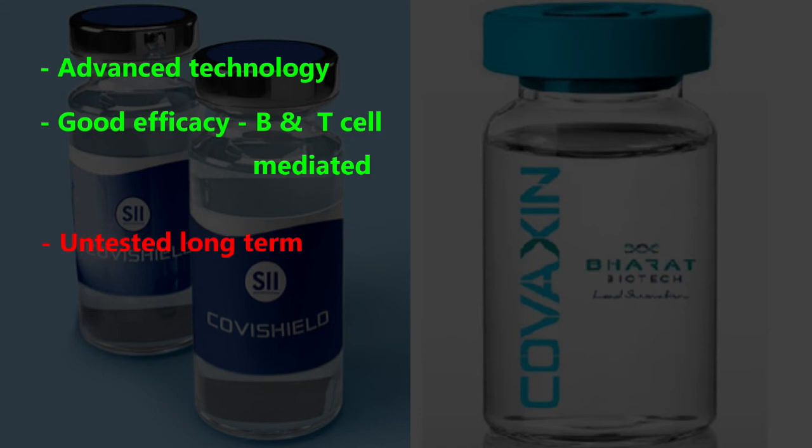Coming to the efficacy, the data available is variable. A half-dose, full-dose study has given a 90% efficacy. Efficacy in other studies ranges from 60 to 90%. Here, I must also add one thing. This vaccine elicits both B cell and T cell mediated immunity, and hence it should be more effective, and the protection should last longer.